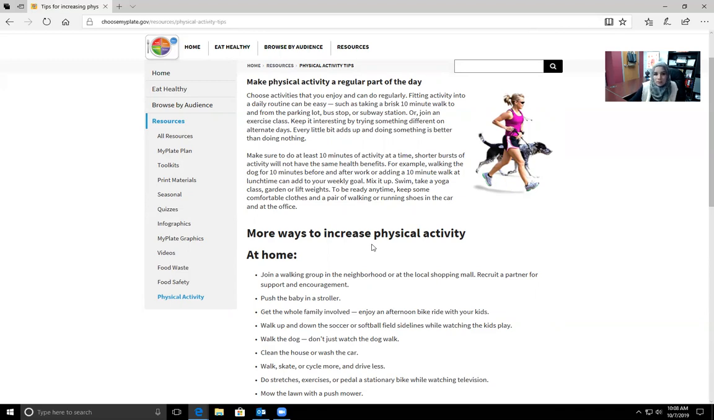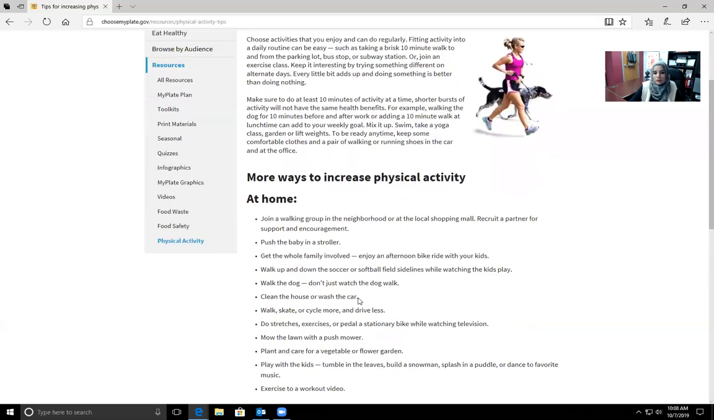And here it is giving you some examples of living a normal lifestyle that includes physical activity. Cleaning your house or washing your car, thank goodness, ties into part of our activities per day. Pushing the baby in a stroller, walking briskly, or jogging or running with them. Walking the dog, and this is not just watching the dog walk, but really walking with the dog, running with the dog, things like that.